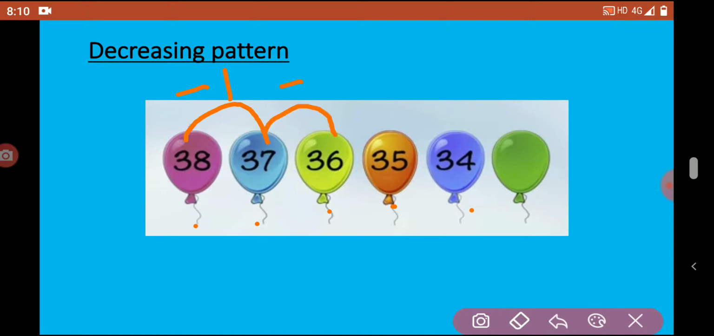Again, if we subtract 1 from 37, the answer is 36. 36 minus 1 is 35. 35 minus 1 is 34. Then again, if we subtract 1, 34 minus 1 is 33. So in this pattern, numbers decrease and it follows the rule of minus 1.